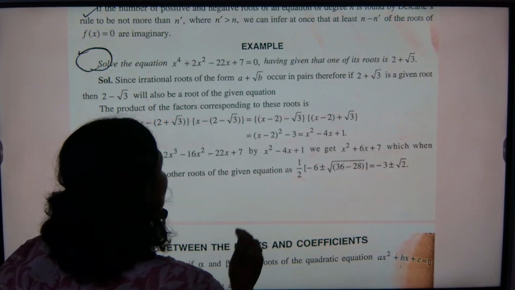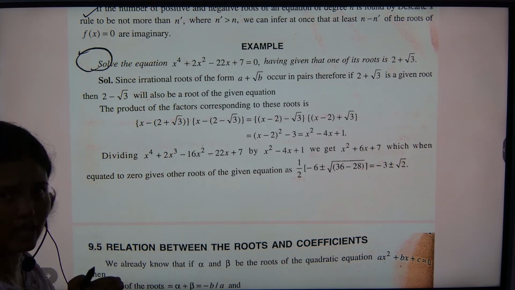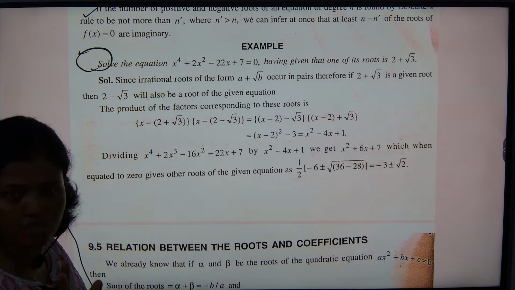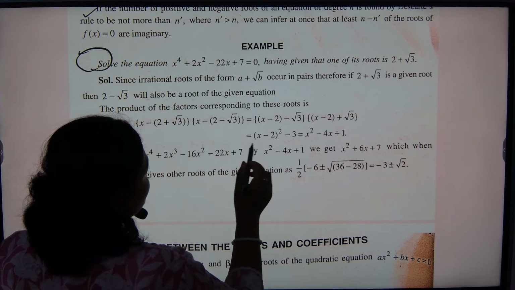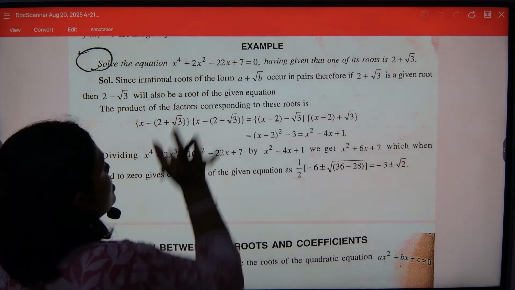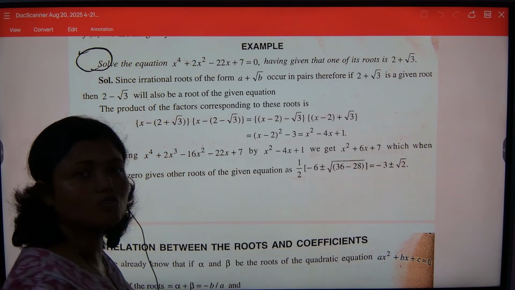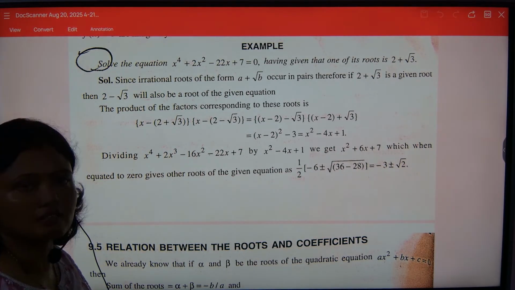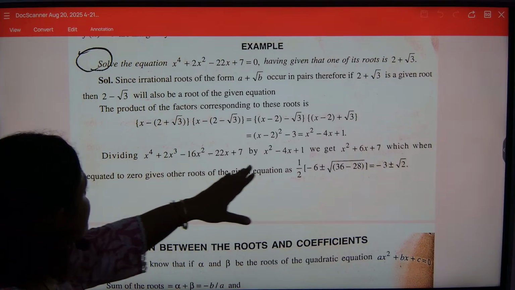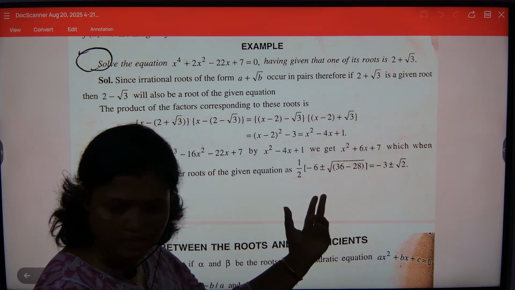Okay, so see, just multiply these two, then we have one part of this equation. What we have is x square minus 4x plus 1, a factor of this equation. That means we have to divide this by this to get the remaining part. Dividing this by this equation, we get this one, and just solve this one to get the roots.